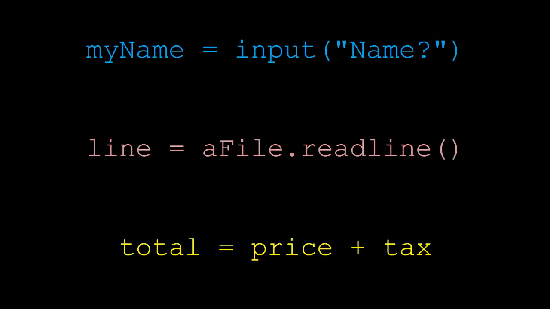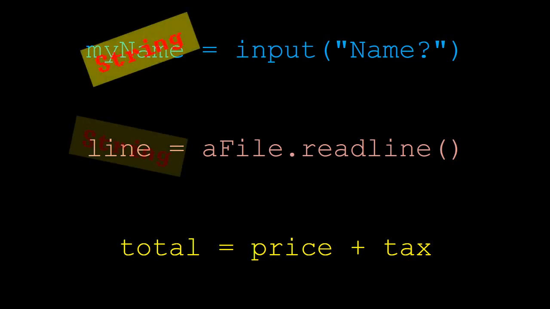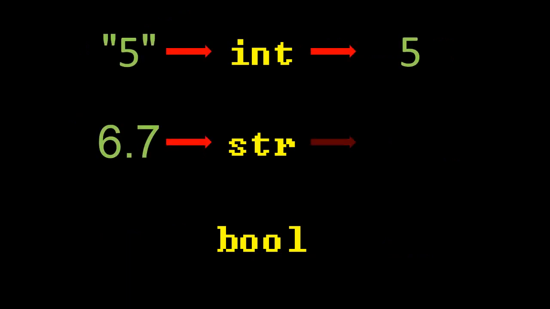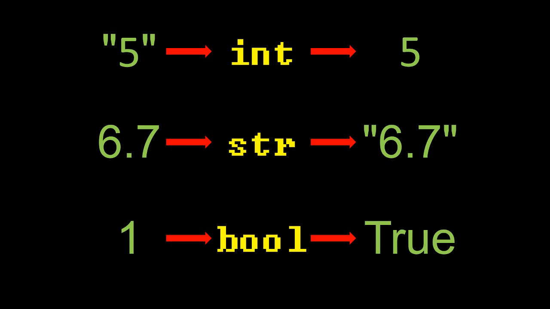The problem is that the result of an input, and when we read data from a file, it's a string, while the result of a mathematical operation will be either an integer or a float. But if we could transform data from one type to another, we would be able to perform these operations. The transforming of data type from one to another is called casting, and Python provides several commands to do this.